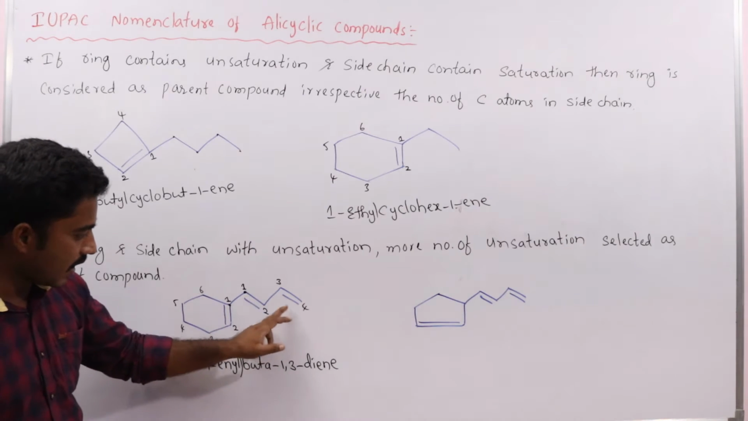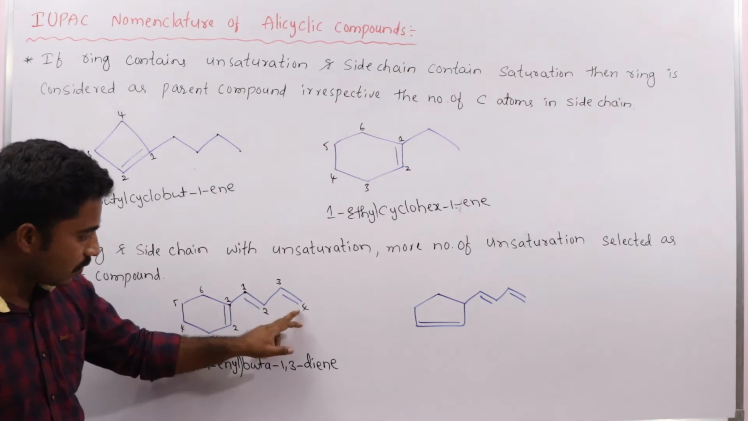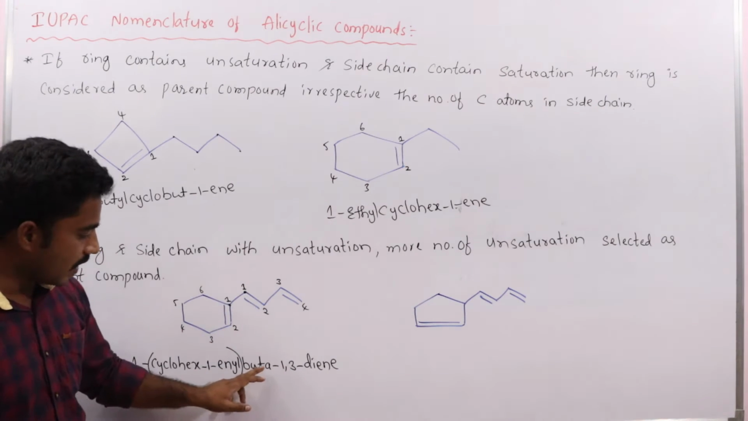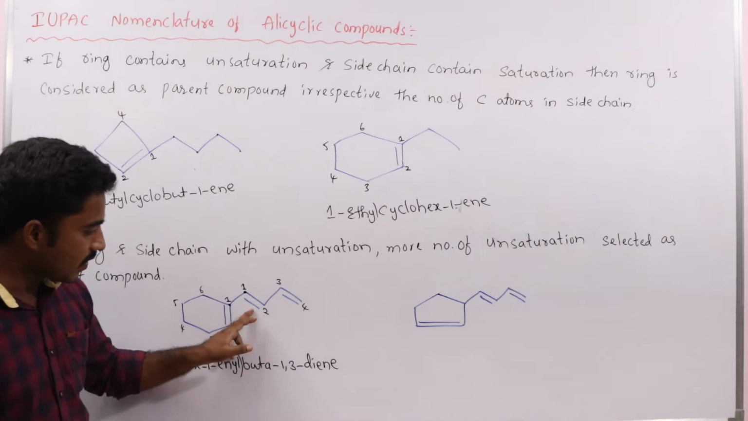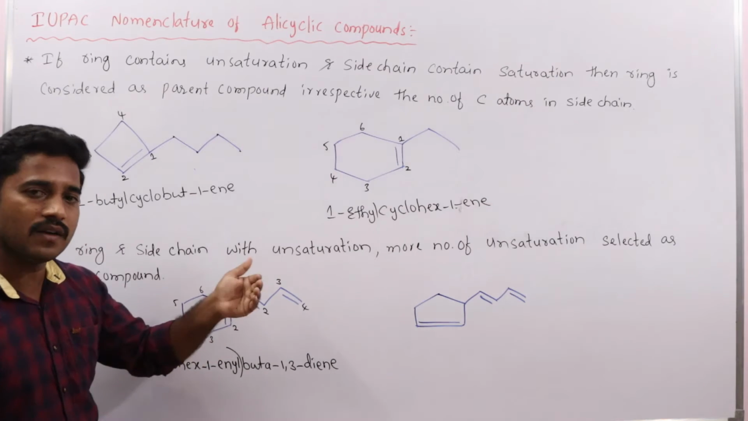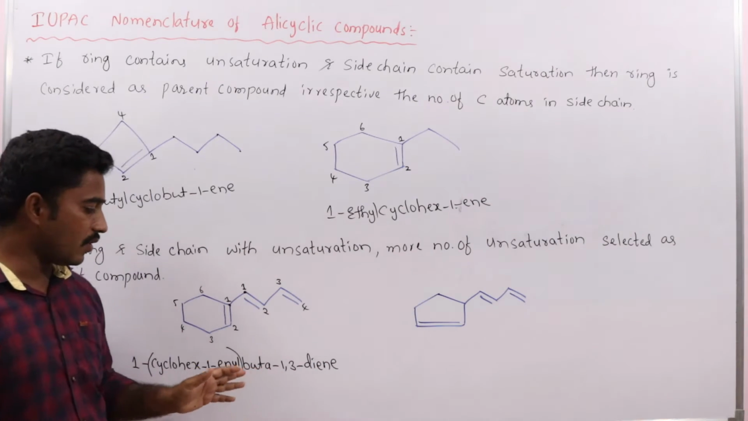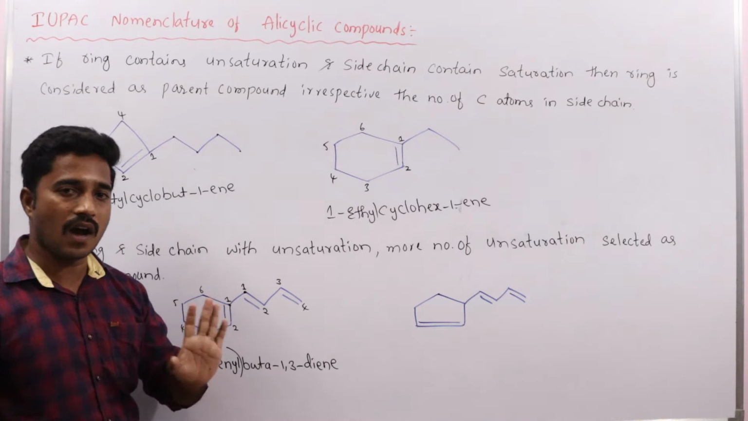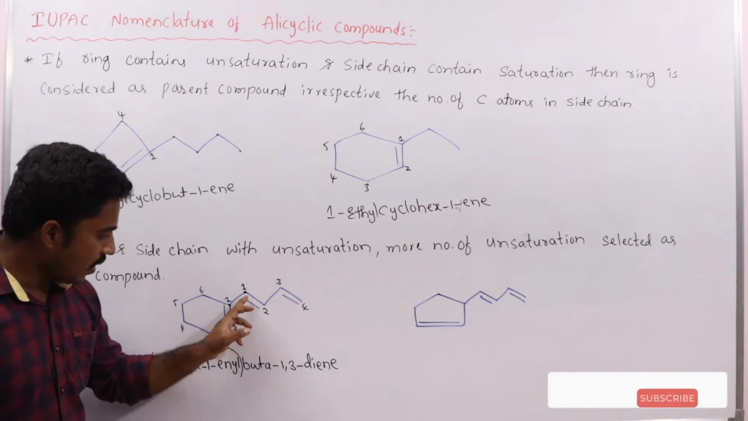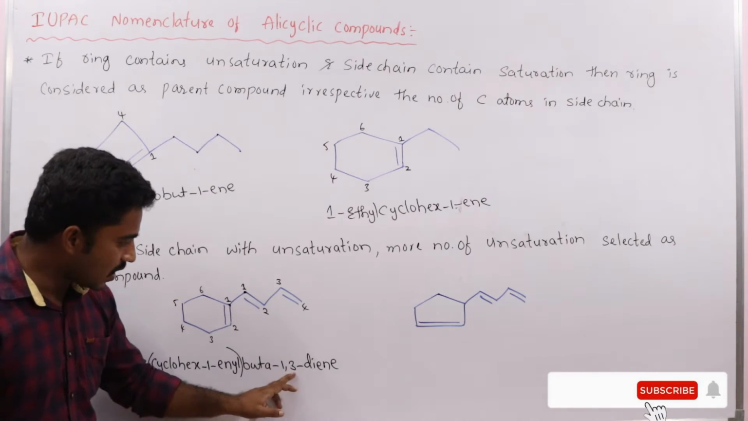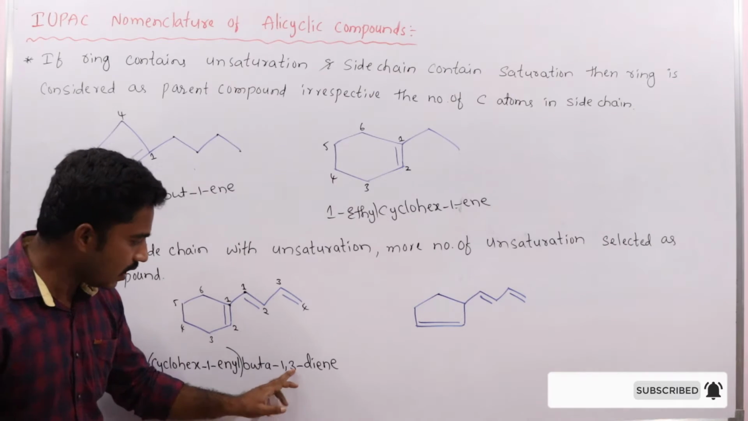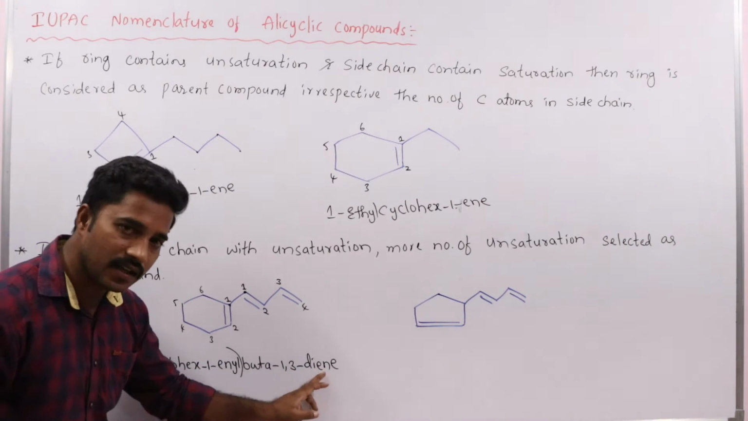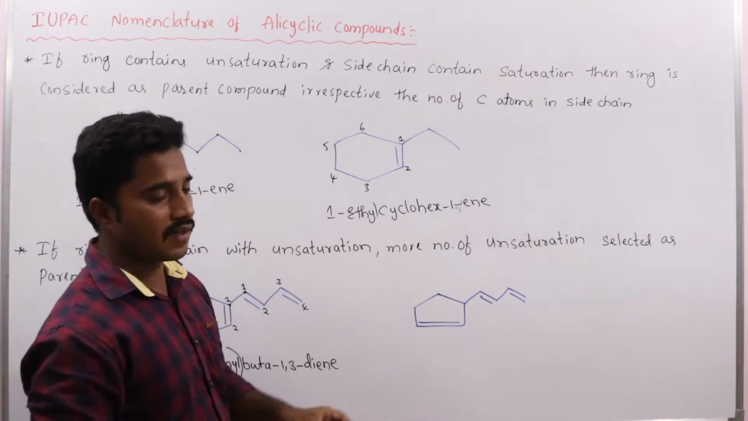The parent chain contains 4 carbons, 1, 2, 3, 4. That's why buta. Why did we use a here? Because when more than one double bond or more than one triple bond is present, we use alka instead of alk. Buta, at the first position and third position double bonds are there. That's why 1,3, and 2 double bonds, that's why diene. So let us see this example.